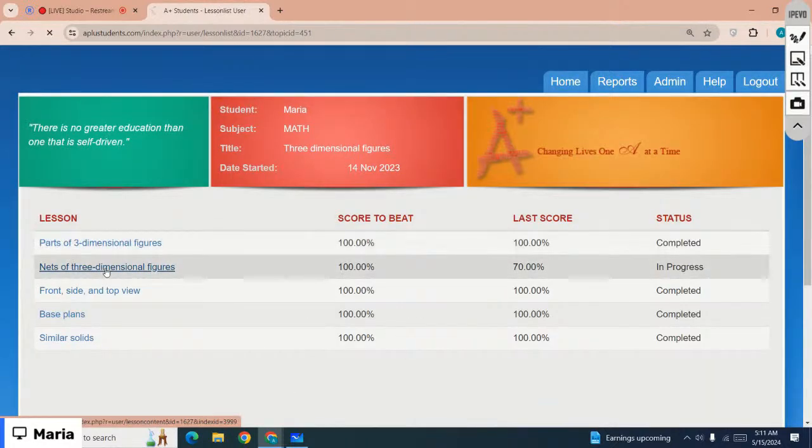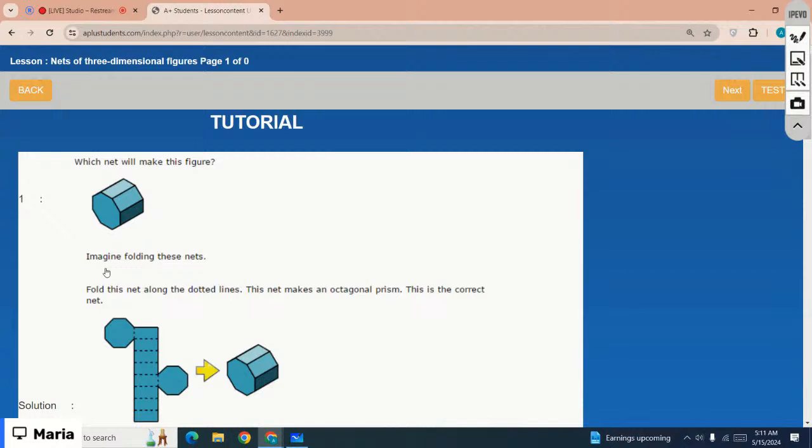Nets of three-dimensional figures. Which net will make this figure? You have to look at the sides. They have one, two, octagonal sides here, right? So that means the correct option is the one that has an octagonal prism, right? Let's start with the test questions.